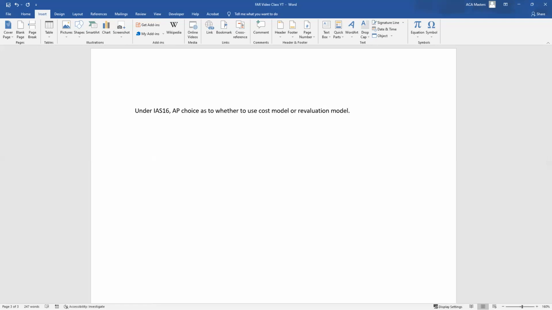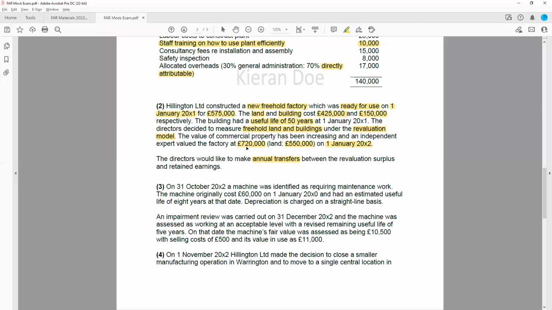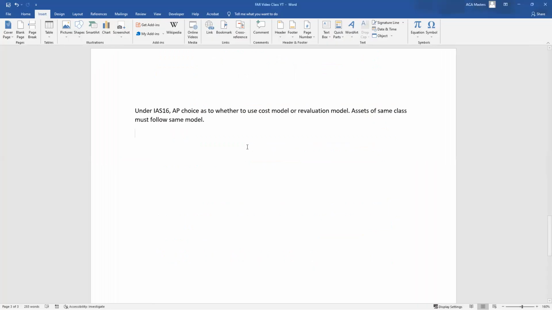And you could just briefly mention that assets of the same class must follow the same model. I mean, that's probably going to be more relevant where they tell you that the company follows the cost model, but they've got one particular building that they want to revalue because it's gone up in value. So that point would be more relevant there, but it's still valid to make here. We could make the point that they should be revaluing all land and buildings, but that doesn't seem to be the main part of the question.